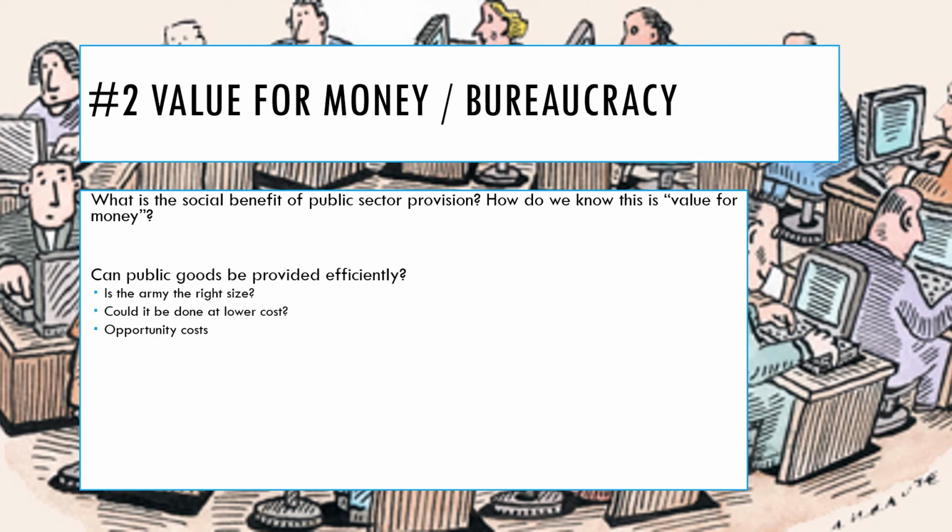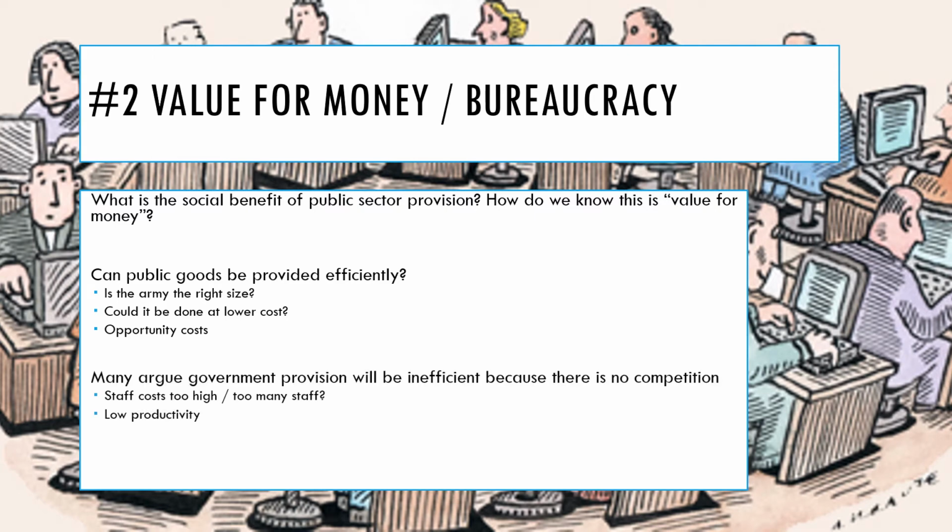For example, we said that the army is a public good and needs to be provided by the government. But what is the right size of the army? Could it be done at lower cost? What is the opportunity cost? So we might question actually the government intervention here and say, is it value for money?